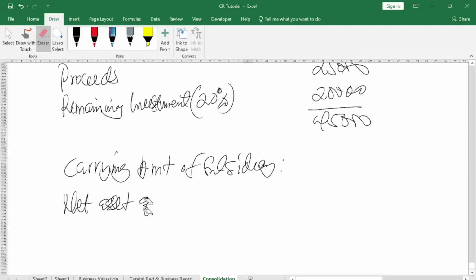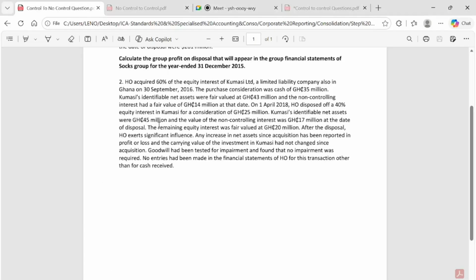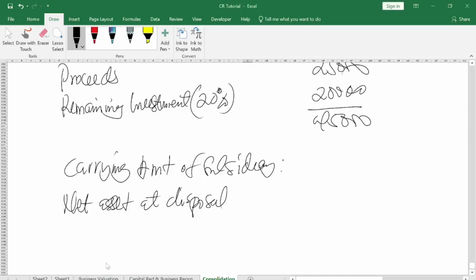So when you are disposing of the asset, what is the value of the net assets at disposal? The value of the net asset of the subsidiary when you are disposing of it is how much? 45. Thank you very much. It is there. You will see it there. Identifiable net assets were 45 million. You understand? So that's 45,000.